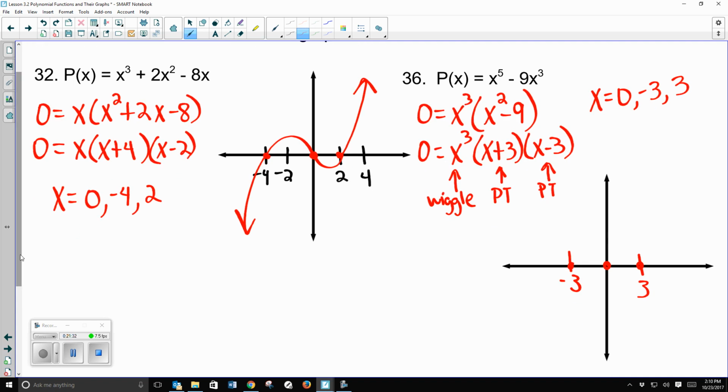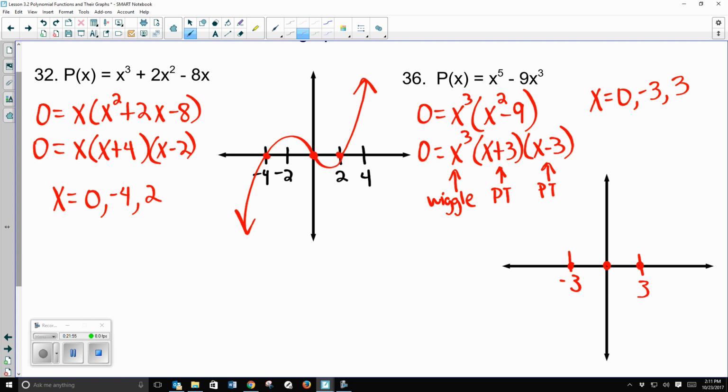The beginning and end behavior is it this, this, this, or this. Are they both going up, both going down, or one going up and one going down? It's odd, so it's not doing this, it's doing this, or this. If it's positive, it's the first one. Same thing, it's similar to the x cubed.